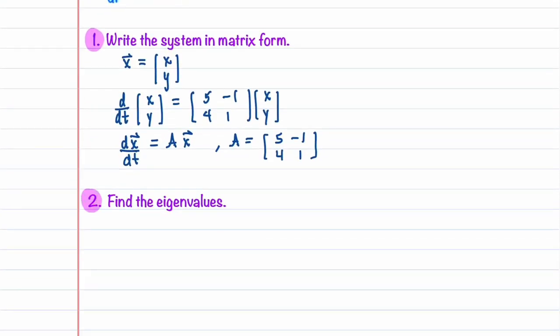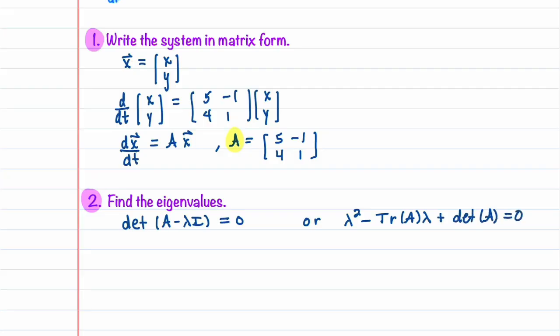In step 2, we are going to find the eigenvalues. These are the eigenvalues of our matrix A. There are two ways that we can find them. The first way is to solve the determinant of A minus lambda I is equal to 0. The second way is to solve it using this equation: lambda squared minus the trace of A times lambda plus the determinant of A is equal to 0. We'll solve it both ways.